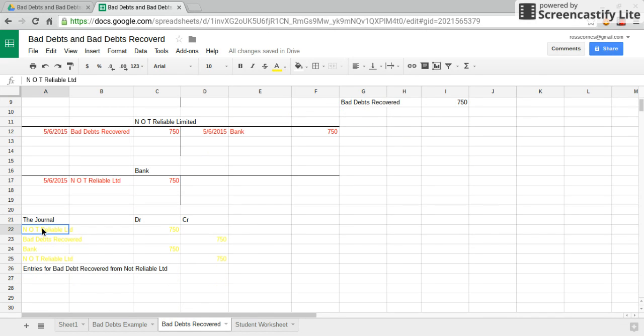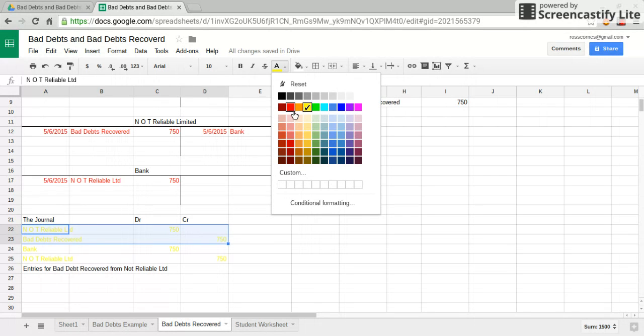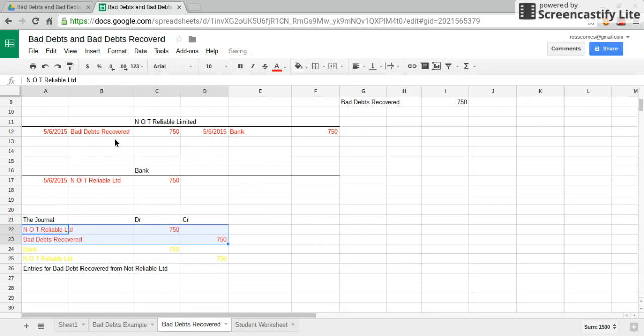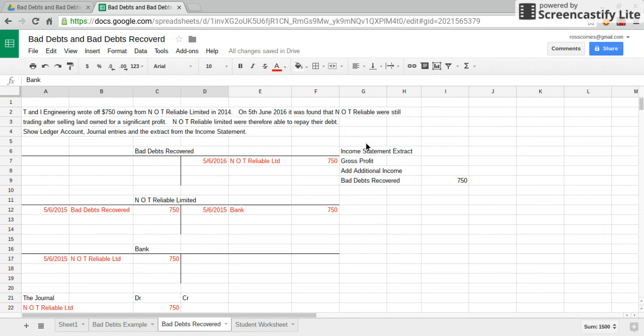So looking at the journal entries, just looking through them in their logical order. We've debited Not Reliable, credited bad debts recovered, and then we've debited bank and credited Not Reliable because the money's actually been received. And this is slightly different when it appears in the income statement. In the income statement, you have your gross profit figure and bad debts recovered goes in as additional income.